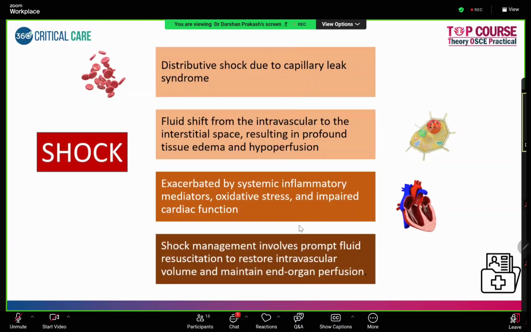And ultimately, because of the earlier phase of shock, we would have also started resuscitating this patient with fluids, etc. If it is not done in a judicious manner, that also can add to the worsening of shock in such patients. These are the stages of burn shock. It starts from the capillary leak syndrome to fluid shift to SIRS and impaired cardiac function and end organ hypoperfusion and damage.